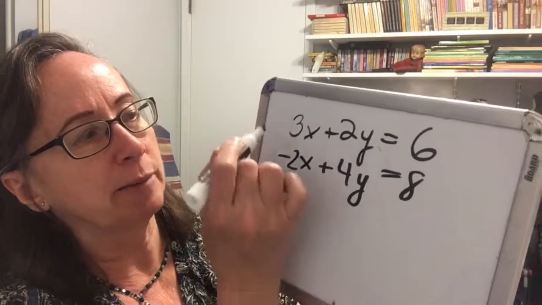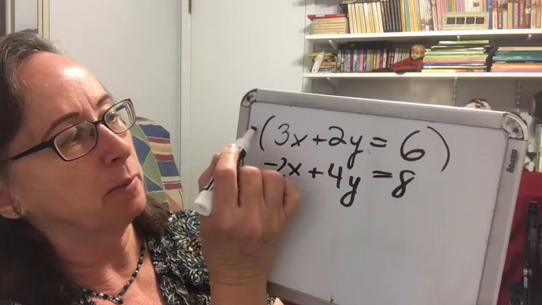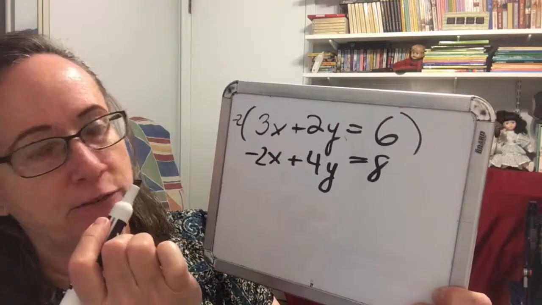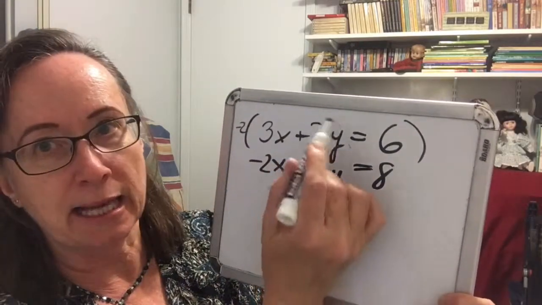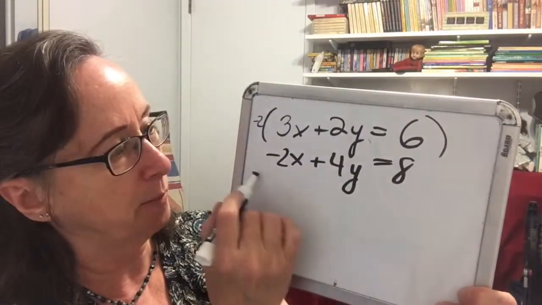So what I'm going to do is multiply this top equation. I'm going to use elimination. I'm going to multiply this top equation by -2, which will make this a -4y, which will add to my 4y, and poof, it'll disappear.